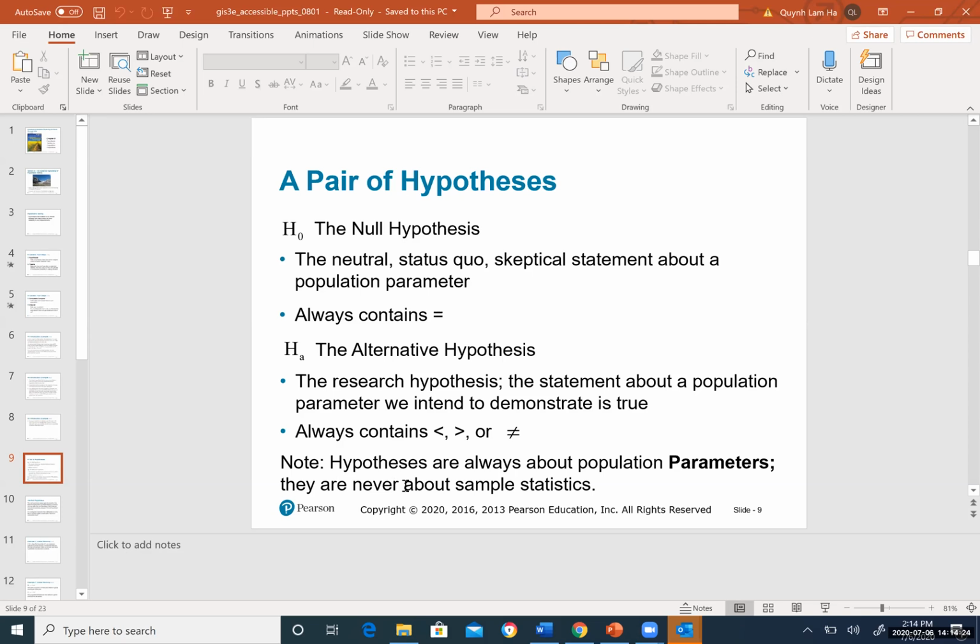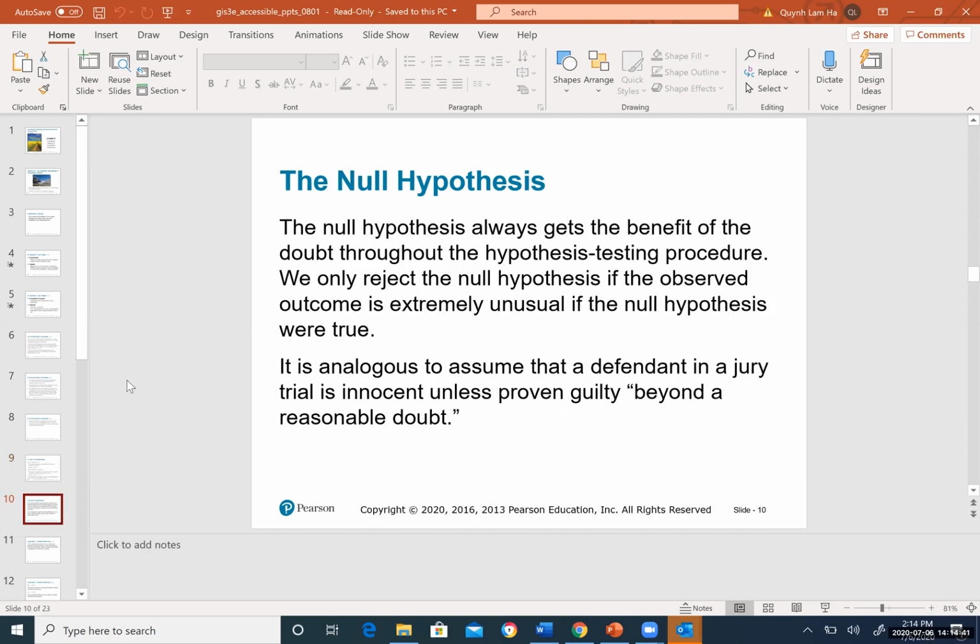Note that the hypotheses are always about population parameters. They are never about sample statistics. So you're testing for the population. You're not testing for a sample. The null hypothesis. So let's go deeper about the null hypothesis.